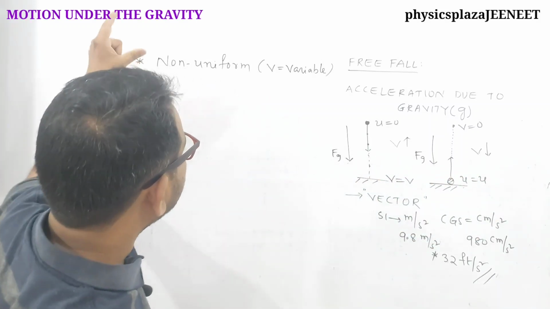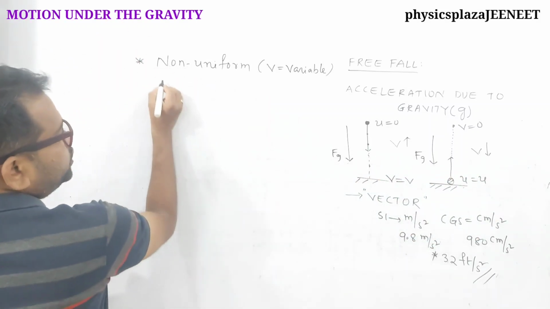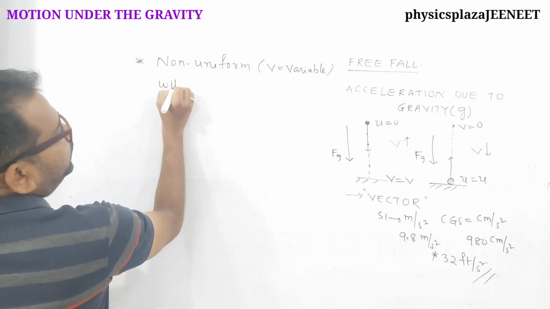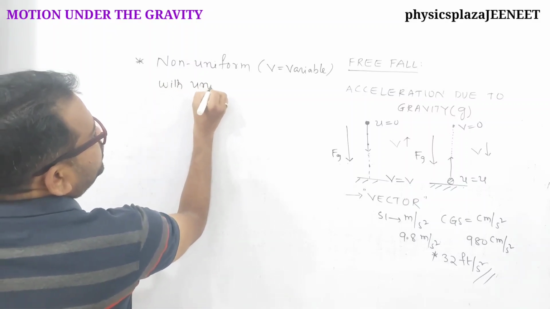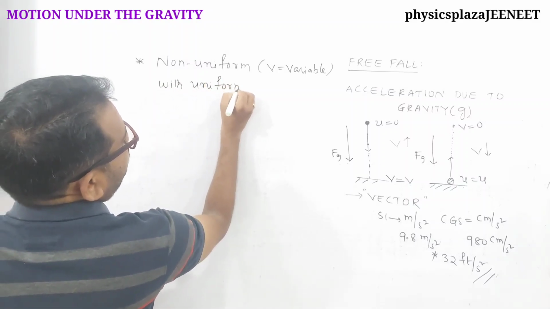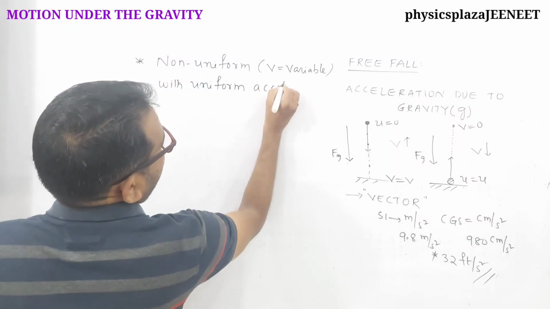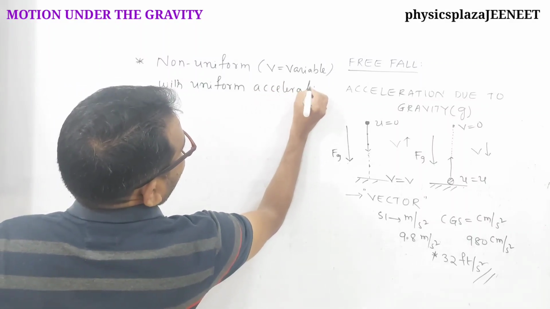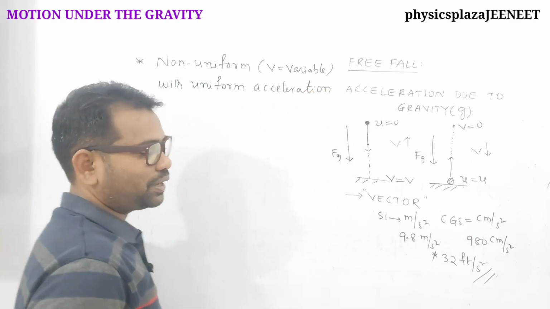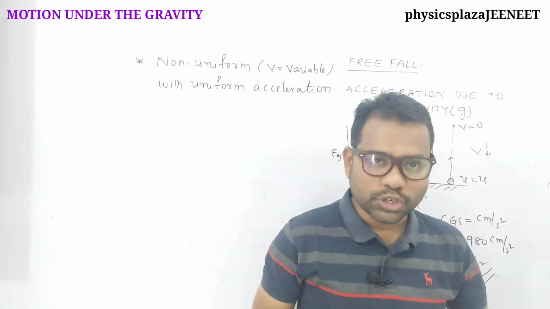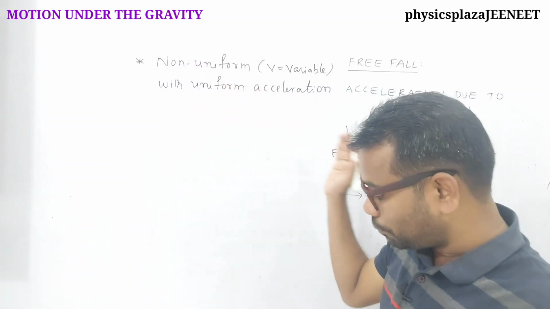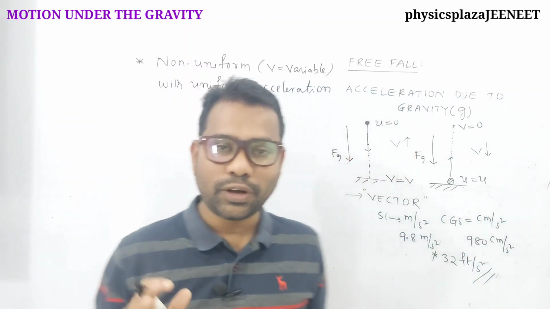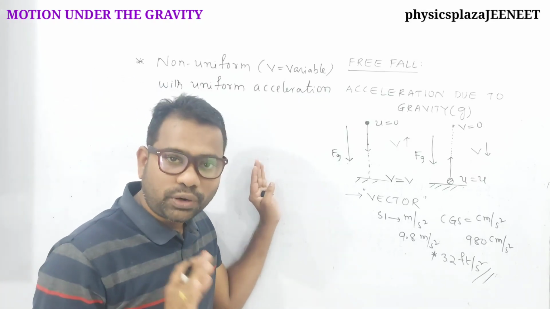So motion under the gravity is a non-uniform motion with uniform acceleration. Very important point, with a uniform acceleration, children. That's what we can apply. We can apply equations of motion for motion under the gravity. Is the point clear, children?